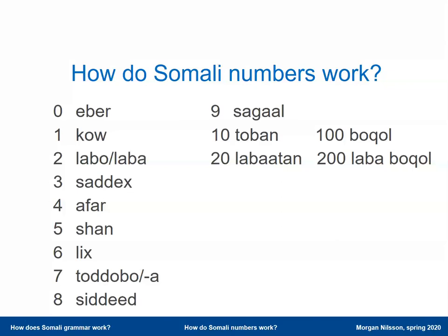3, Sade, 4, Afar, 5, Shan, 6, Lich, 7, Todopo, or Todoba, 8, Sidet, 9, Sagal, 10, Tuban, 20, Labartan, 100, Bokol, 200, Lababokol.